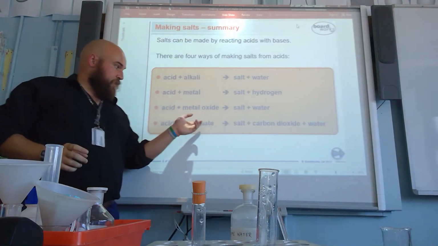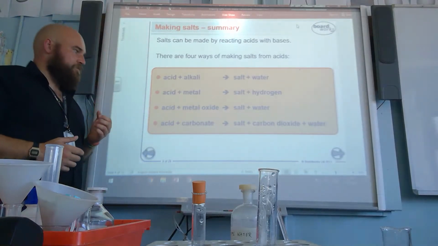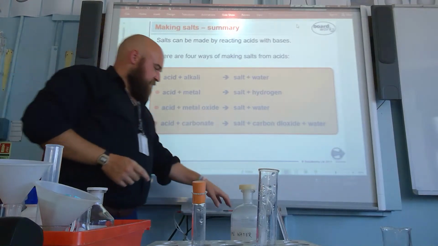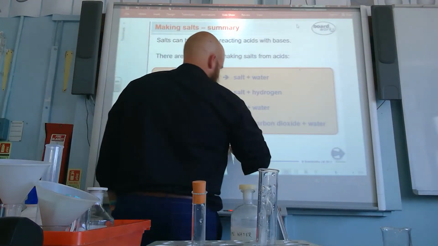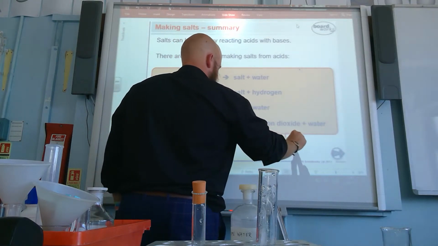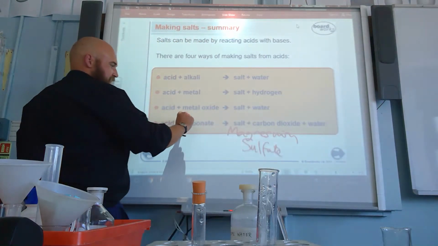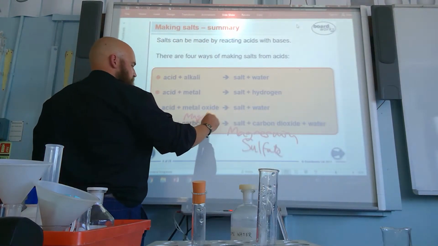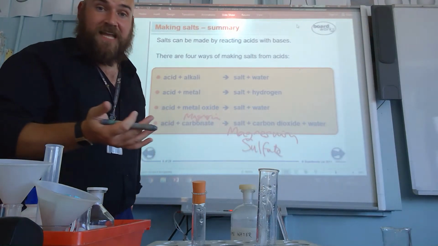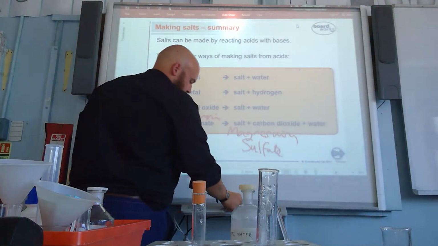I'm going to show you this bottom equation. I'm going to try and make solid crystals of magnesium sulfate. So I'm going to need an acid and a carbonate. If I'm trying to make magnesium sulfate, I'm going to need magnesium carbonate and an acid. Which acid will I need if I'm making a sulfate? I am going to need sulfuric acid, okay? Which is what I'm going to try and do now.